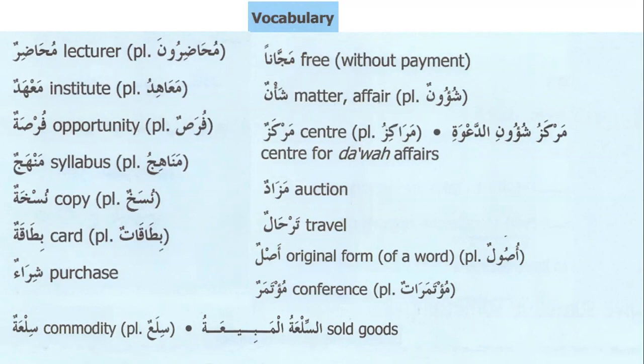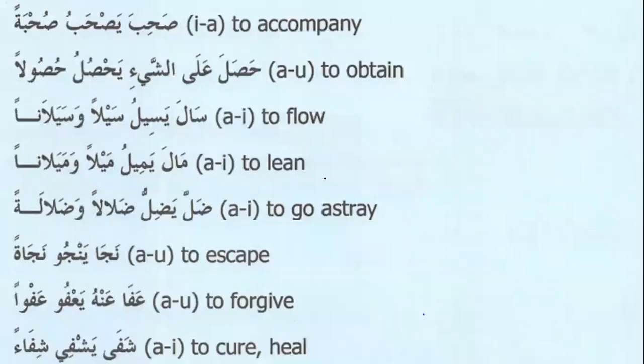So here we have, I'm sure you know all of them, right? All the verbs. The only thing is aslan, the original form, and the plural is usulun, and sil'atun we have learned today, and the plural is on the pattern of fi'alun, sila'un, which is commodity or goods, and as-sil'atul mabi'atu, sold goods, as we have discussed today. Then these are the verbs.